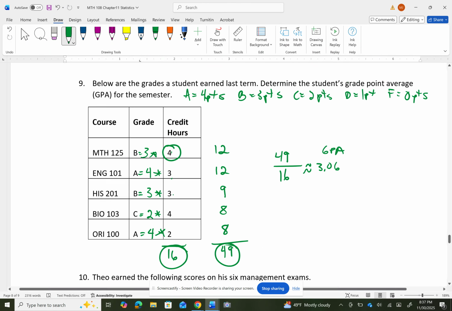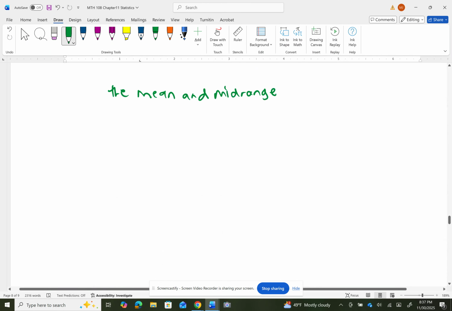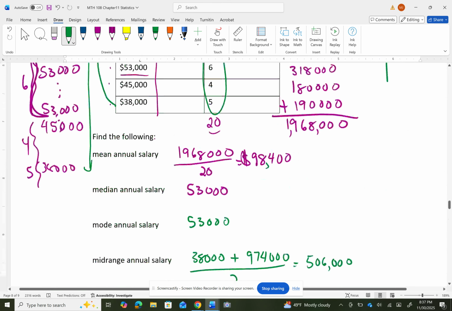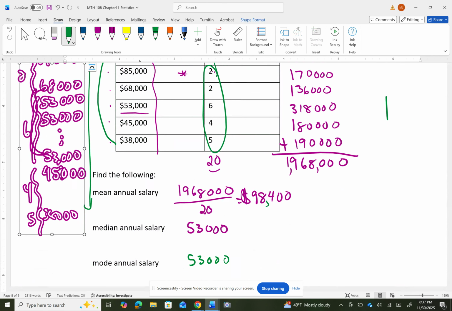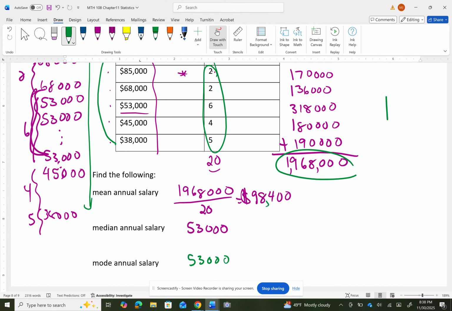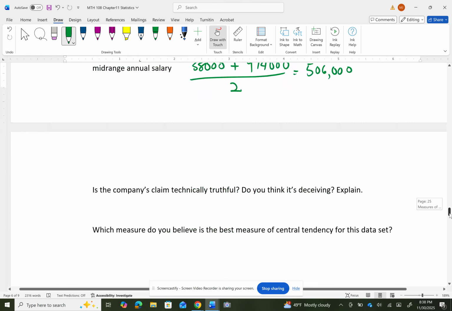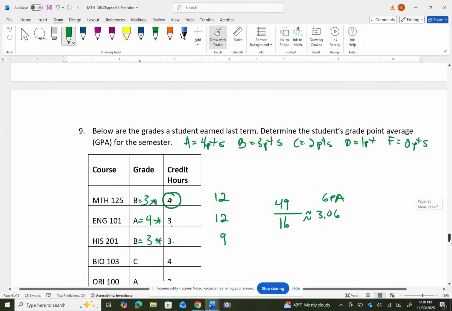So see how that was very similar to what we did earlier with the one dealing with the salaries? When we did the mean of that, it was also like a weighted average. Do you see how we took the total of all of the salaries? We didn't divide by the 6 different salaries, we divided by the 20 different salaries. So it's just like that. GPA is just a weighted average, okay? All right, so that's one thing I wanted you to know.